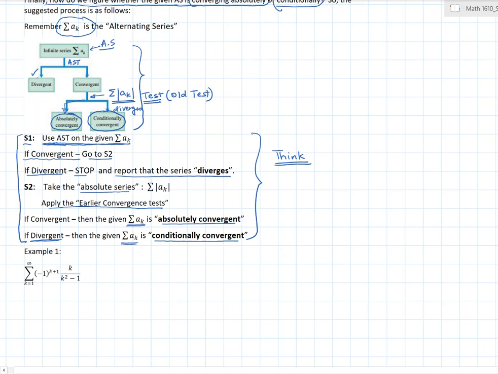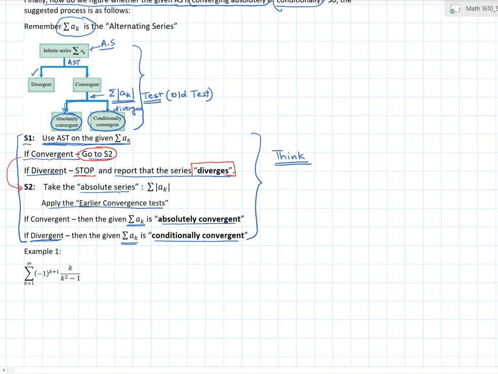Now, if it is convergent, then we go to step 2. If it is divergent, then obviously there's nothing more to do. So one would stop and say that the series diverges. So if the alternating series was convergent, then we would come here.